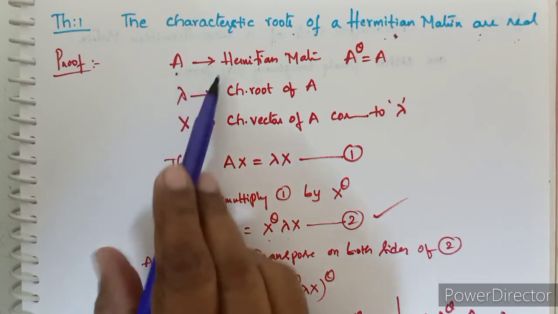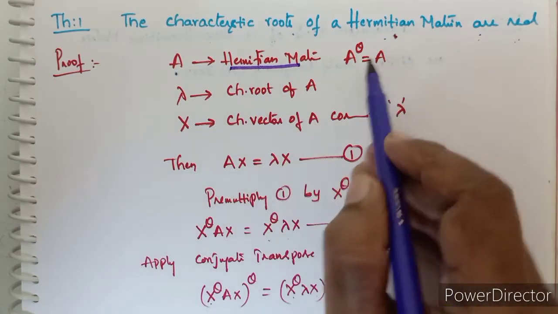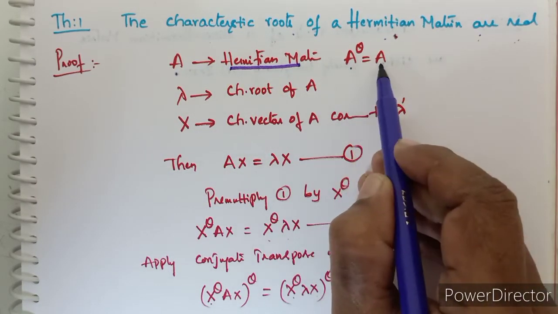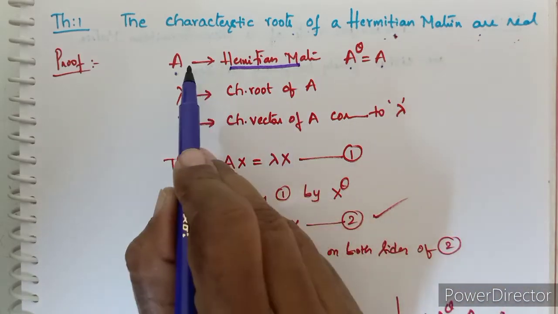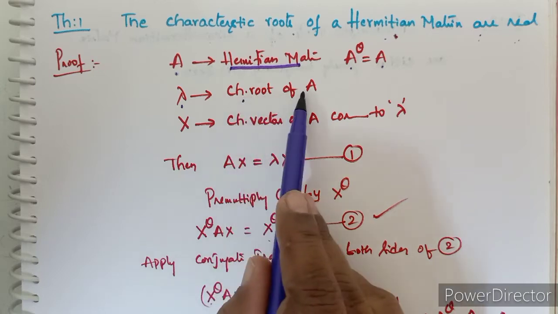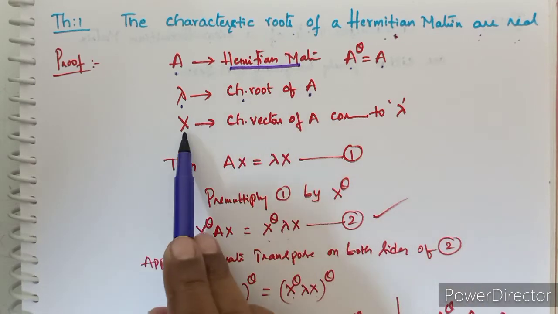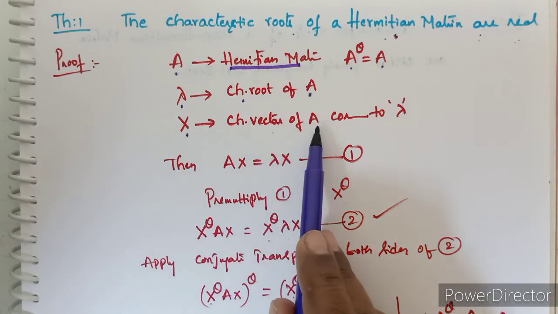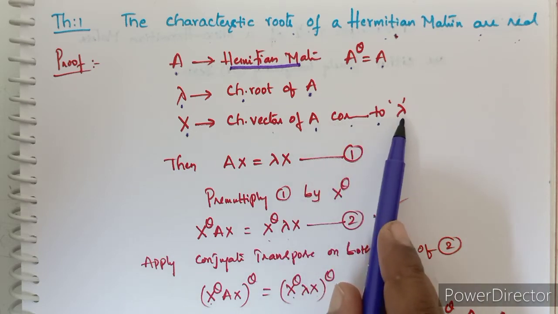Suppose A is a Hermitian matrix. That means A conjugate transpose is equal to A. That is the Hermitian matrix definition. And lambda is a characteristic root of A. X is a characteristic vector of A corresponding to the characteristic root lambda.